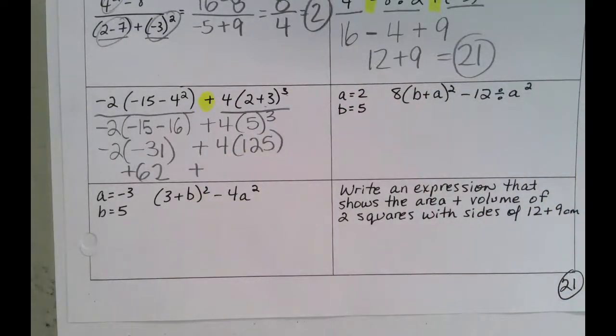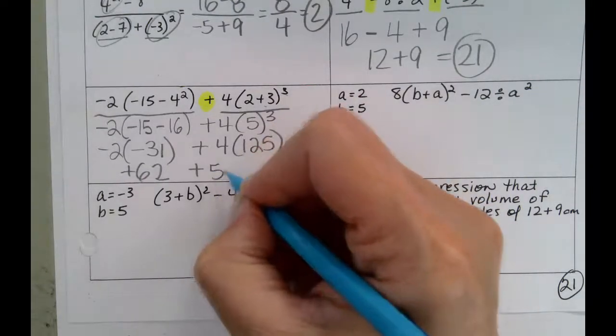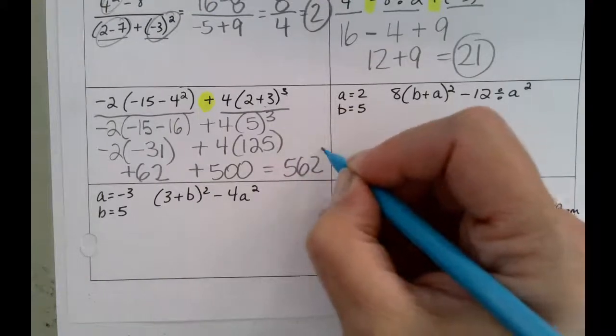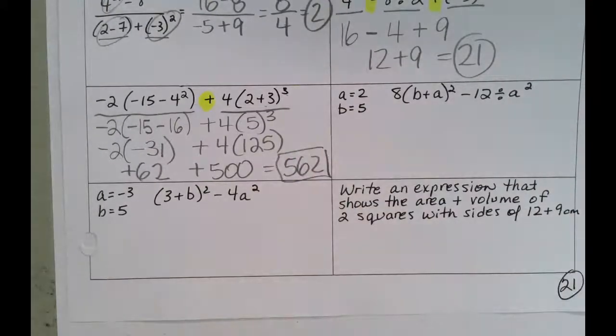And if I have $1.25, if I had 4 of those, how much money would I have? 500. I'd have 500. So I have 562. Okay, so they're going to have questions like that.